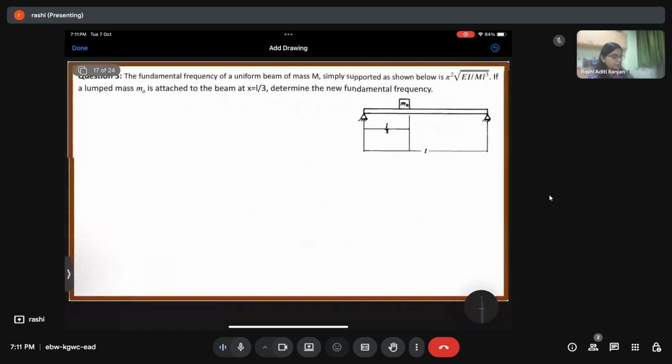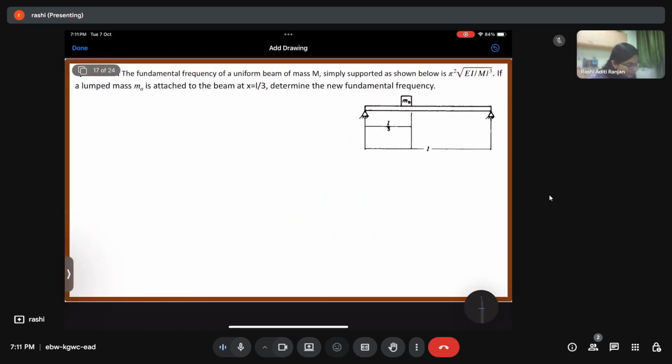Now coming on to question number 5, wherein we have the fundamental frequency. The fundamental frequency of a uniform bar of mass m simply supported as shown below is this. If a lumped mass m naught is attached to the beam at x equals L by 3, determine the new fundamental frequency. See, this is what I was saying. What did we do? We had a cantilever beam in the previous question, right? Here we have a simply supported beam. After the simply supported beam, we are now putting a mass m naught at a distance L by 3, right?